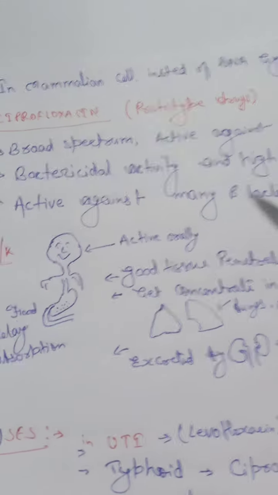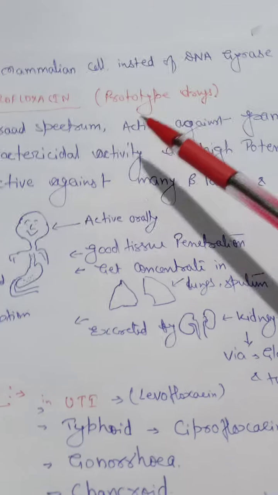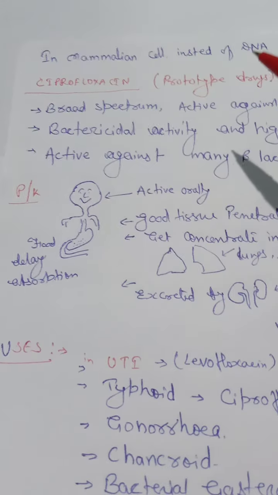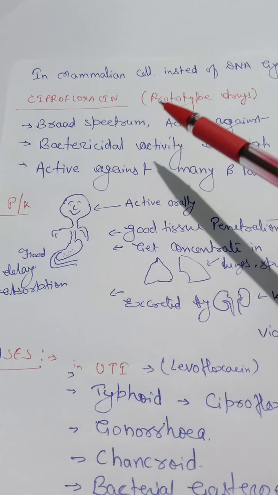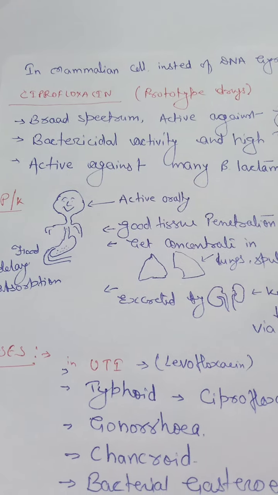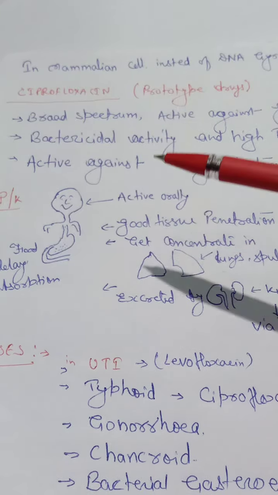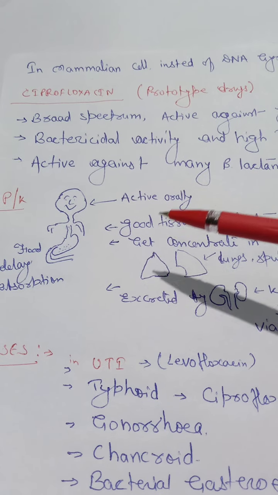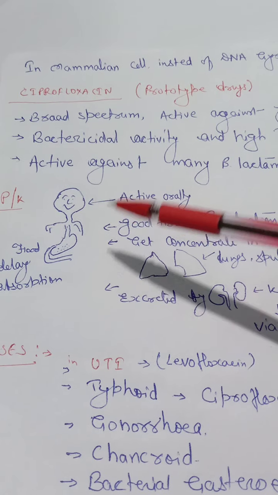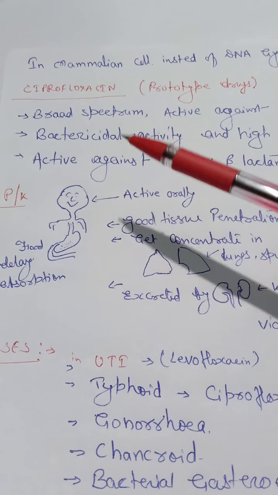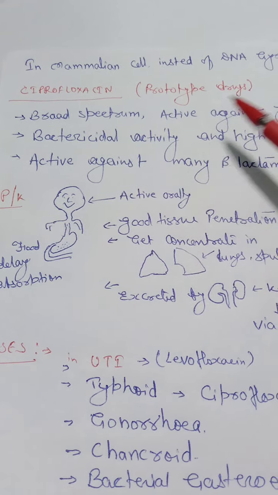Now the ciprofloxacin drug. Ciprofloxacin is the prototype drug, the first drug that comes under this group, and the other drugs, as I have discussed, are levofloxacin, ofloxacin, pefloxacin, and the second generation drugs. But we are discussing ciprofloxacin because this is the prototype of the drug.